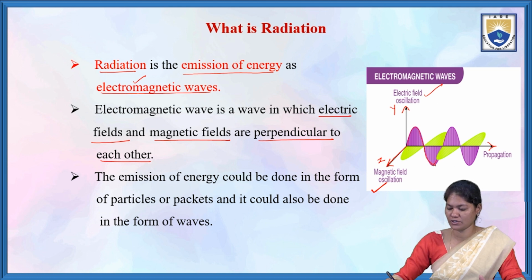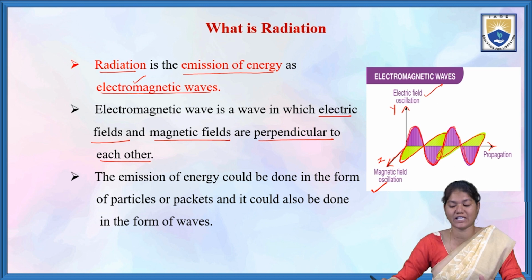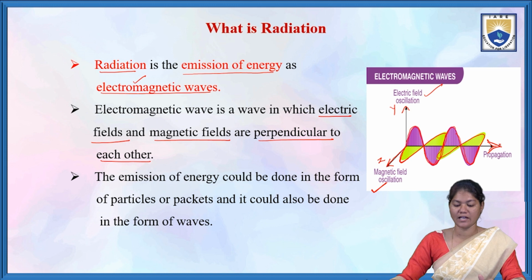This is regarding the electric field. The oscillation of the wave is regarding the electric field, and the yellow one is the magnetic field. So the oscillations of electric field and magnetic field together produce the electromagnetic wave.